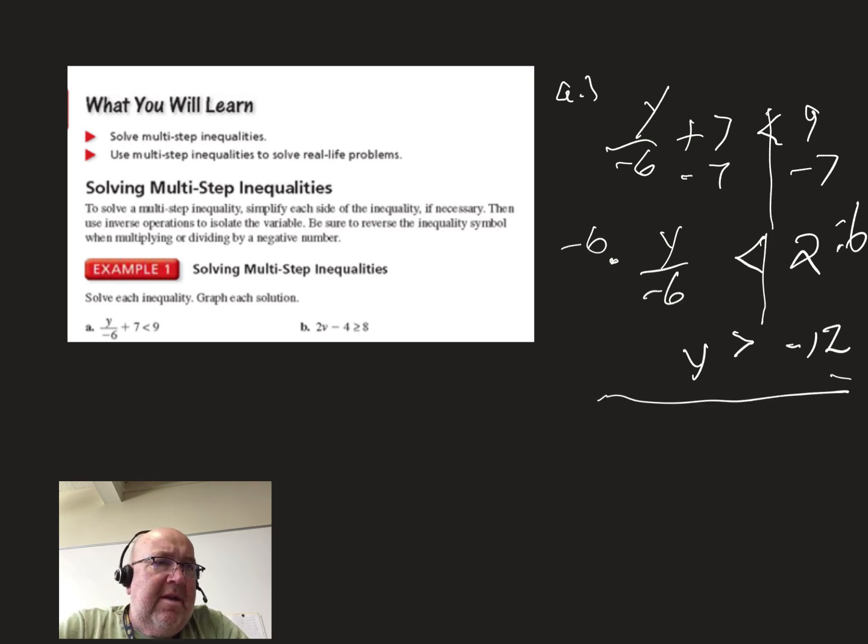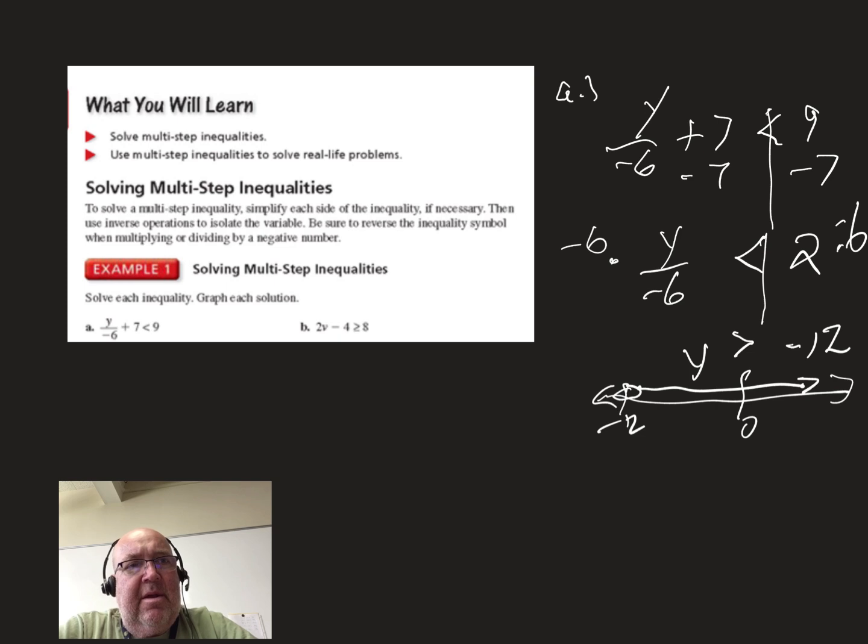Number line goes 0 here. I'm just going to go -12 here. We're going to go open circle, and we're going to go to the right. Okay.